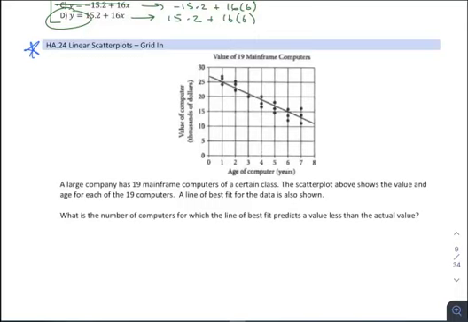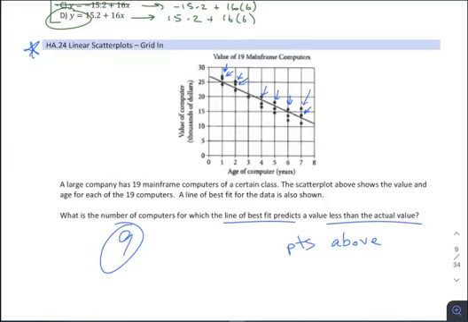So the question right here says, what's the number of computers for which the line of best fit predicts a value that's less than the actual value? So is this looking for points that are above the line or below the line? The line of best fit is lower, which means we want the points that are above. So what we need to do is count the number of points above this line. Here I see 1, 2, 3, 4, 5, 6, 7, 8, 9. So the answer would be 9.